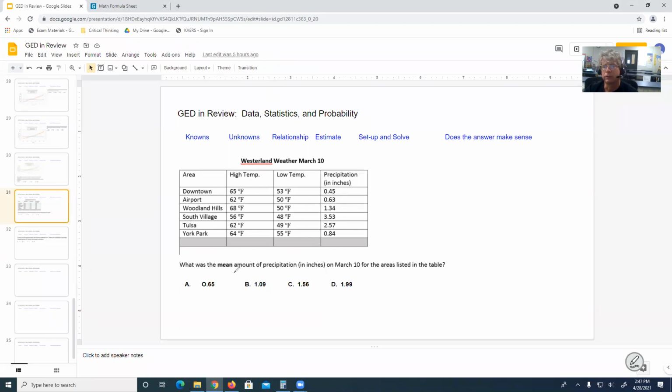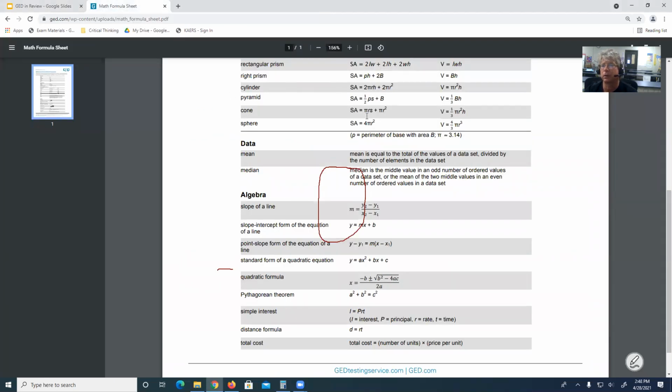It says, what is the mean amount of precipitation in inches on March 10th for the areas listed in the table? So the precipitation is only this part of the graphics. And the other thing is we have to understand what the word mean is. Again, mean is on our formula sheet. So if I pull up my formula sheet, the mean, let me go ahead and clear that off again. That's distracting. So the mean is part of the formula sheet, and it says the mean is equal to the total of values.